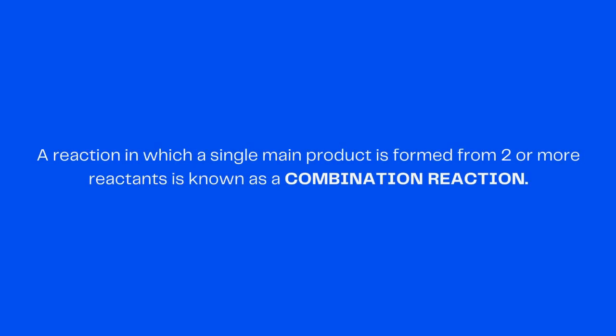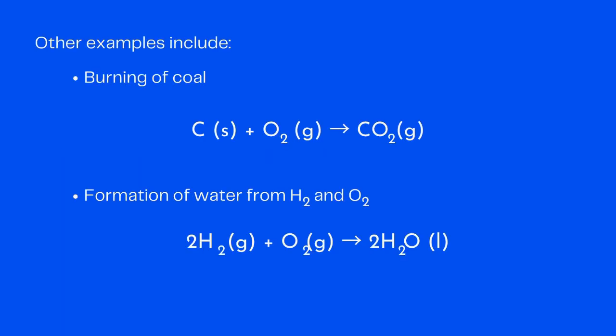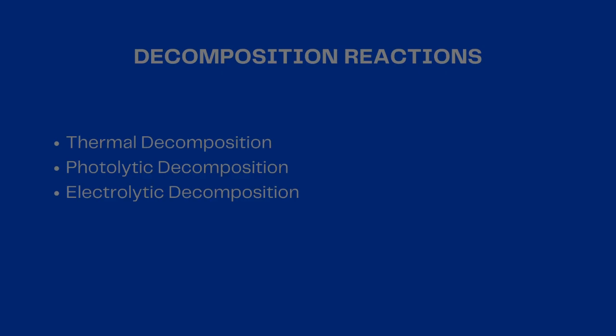With this, what do we conclude? That a reaction in which a single main product is formed from 2 or more reactants is a combination reaction. There are other examples of combination reactions too, which is burning of coal, that is carbon plus oxygen gives carbon dioxide, and then formation of water from hydrogen and oxygen. H2 plus O2 gives H2O.